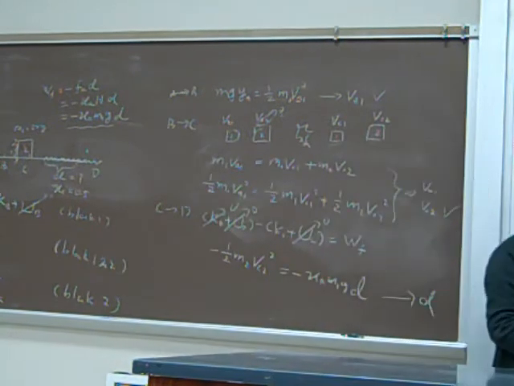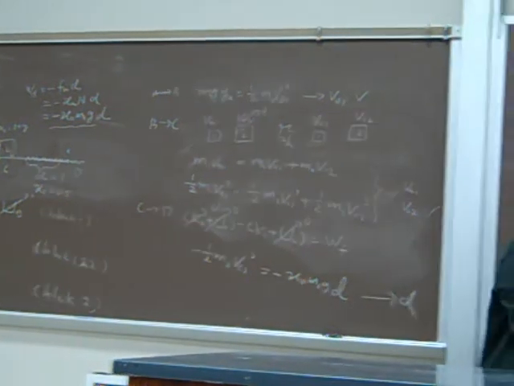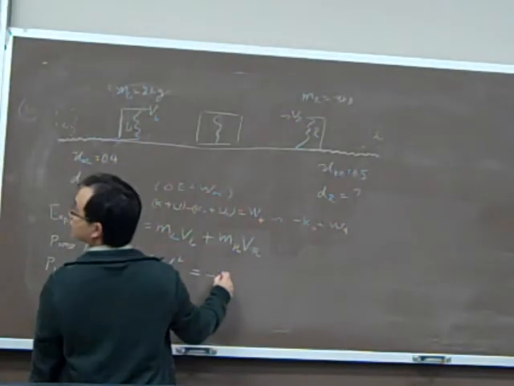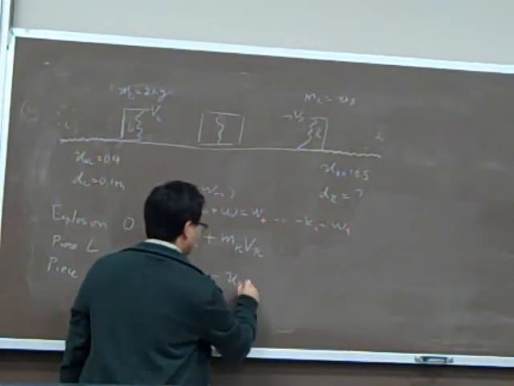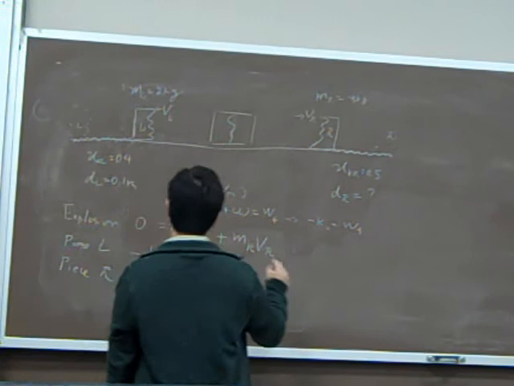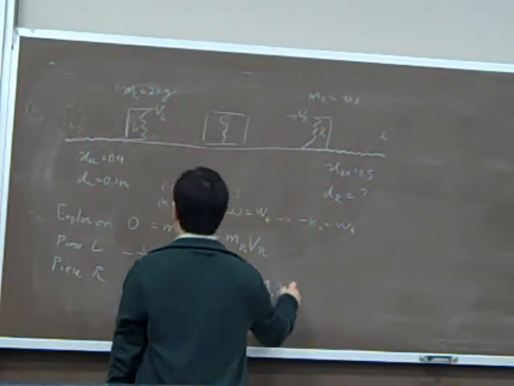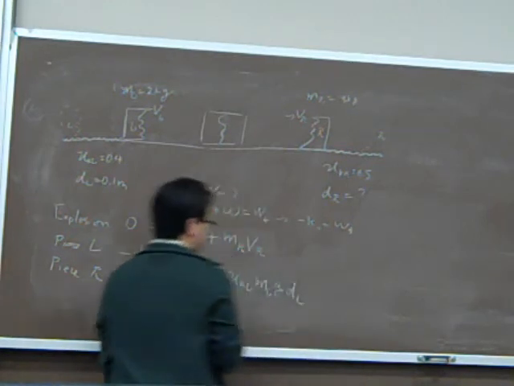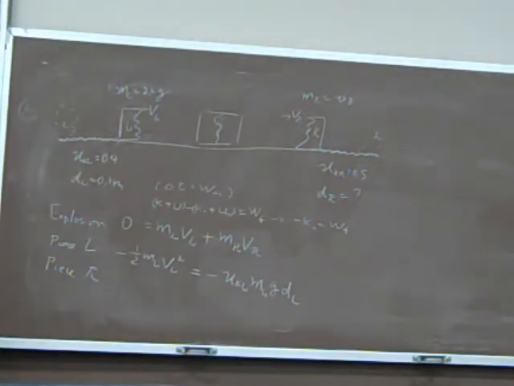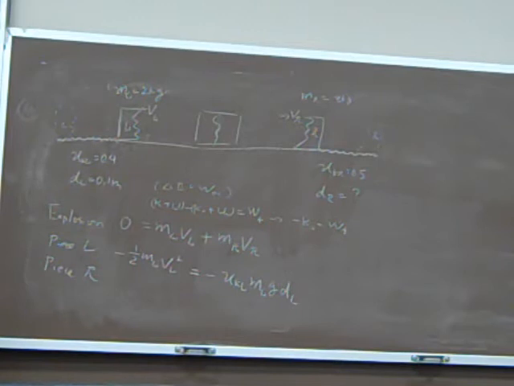Again, here we choose WF to be this, the frictional force, with the same analysis. So negative mu kL ML g dL. That's for the left piece. Any question here?